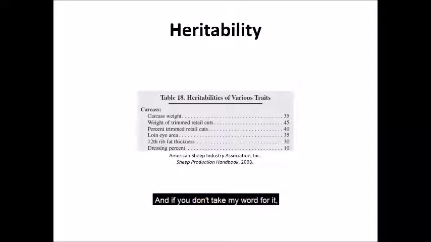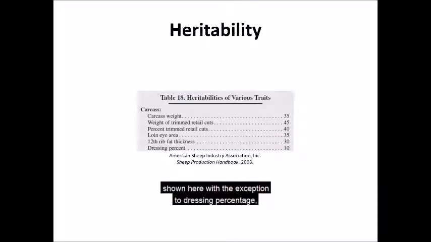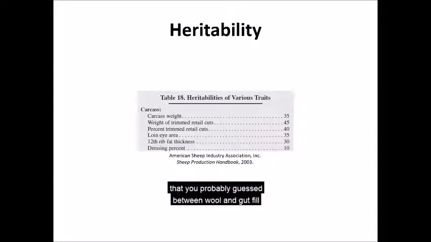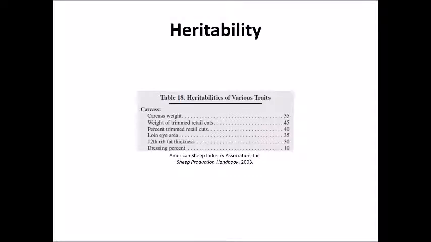And if you don't take my word for it, here's some literature from the Sheep Production Handbook that I've been recommending that you read. Heritabilities for carcass traits, shown here with the exception of dressing percentage, which is variable for a lot of reasons that you could probably guess between wool and gut fill and so forth. Carcass traits range from 30 to 45% heritable, or at least those listed here. Okay, as heritabilities go, those are relatively high.